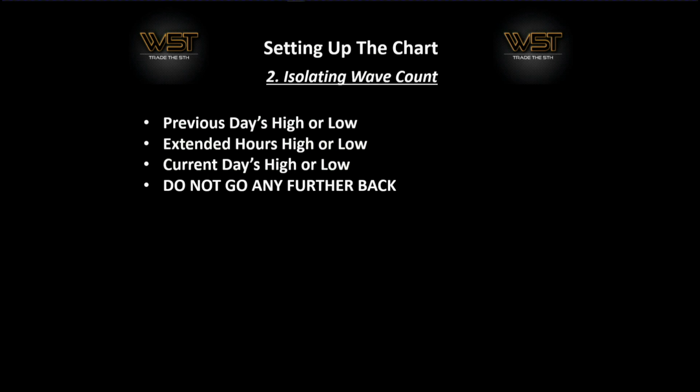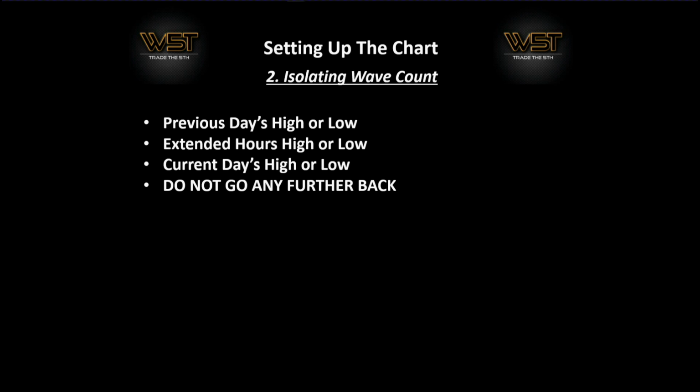So remember, previous day's high or low, extended hours high or low as well. So this is sort of isolating the wave count, if you like. We only want to look back, we don't want to go any further back than the previous day, the previous 24-hour session. So when we're isolating that potential start of that wave count, that trend, we look at that previous day's high or low, or the extended hours high or low. We could get a bit of a spike high or low during the Asian or European session, so we need to take that into account when we are trying to look for the start of that trend.